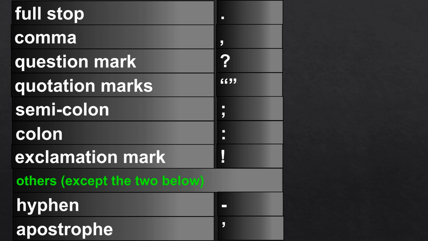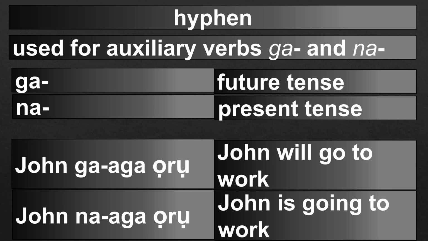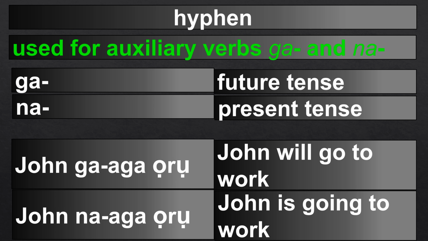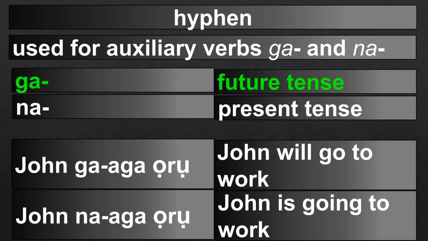So the only two punctuation marks we don't use the same way in Igbo as we use in English are hyphen and apostrophe. Hyphen. We use hyphen with the auxiliary verbs ga and na. Ga is the auxiliary verb for future tense. Na is the auxiliary verb for simple present tense or continuous tense.